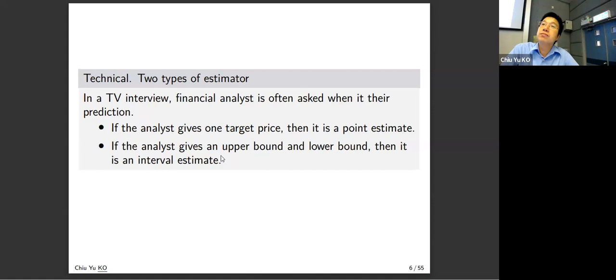Is that clear? So those are the two things, and then we will talk about two different things. Before the break, we'll talk about point estimates.